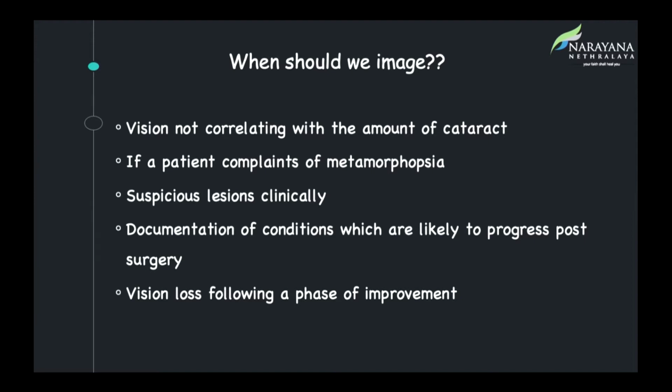So when should we image? If the vision is not correlating with the amount of cataract, that is an important patient where you would want to check whether the macula is the cause of the diminution of vision. If the patient is having any kind of metamorphopsia, it is very important to image the vitreoretinal interface. If there is any suspicious lesion clinically, it is always better to see it by doing an OCT.